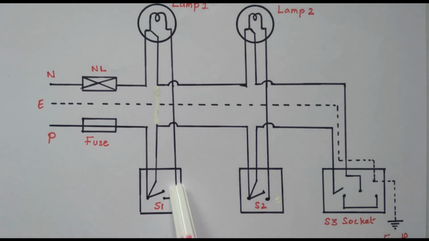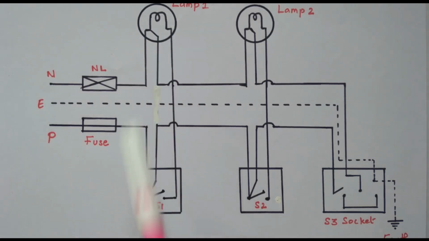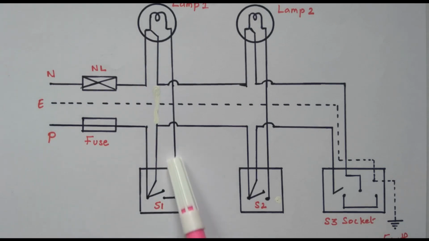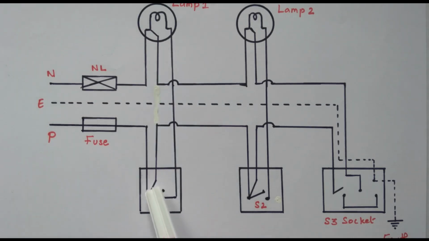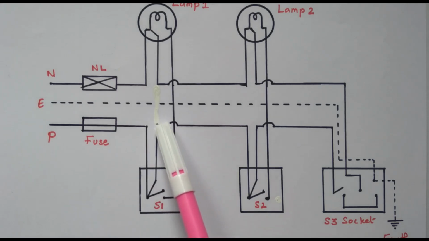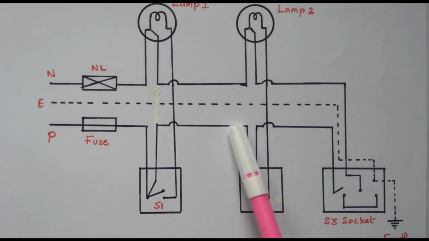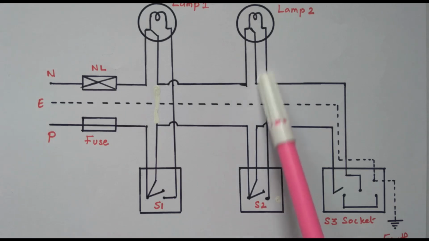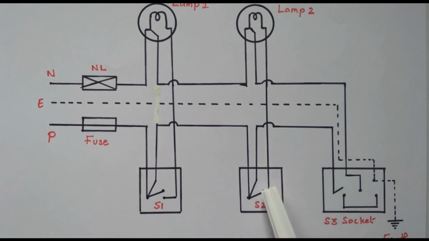When the switch is closed, this phase is connected to lamp 1. So this end is disconnected, and phase supply is available. If the switch is closed, the phase is given to lamp 1 so that it will glow. If the switch is open, the supply is not given to the lamp, and it will not glow. From this, a tapping is taken, and one more wire is run to go to the next lamp. It is given to the second switch. If the second switch is closed, lamp 2 will glow. If the second switch is open, the lamp will not glow.